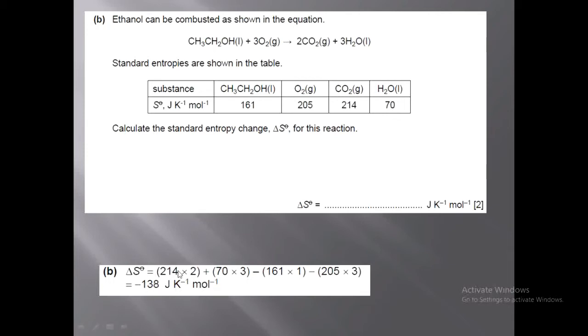All you have to do is first find the entropy of the products and then find the entropy of the reactants. Then you have to subtract the entropy of the reactants from the entropy of the products so as to get our answer in joules per mole Kelvin.